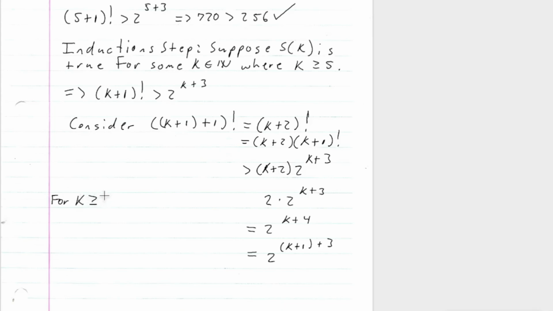But hopefully you can see that for k bigger than or equal to 5, we know that k plus 2 is bigger than 2, right? So as you can see, we have this k plus 2 here, and we know this is going to be bigger than 2 times 2 to the k plus 3, right? Because for k greater than or equal to 5, k plus 2 is bigger than 2, right? Because 5 plus 2 is 7, and that's bigger than 2, right? So any k bigger than 5, we know that k plus 2 is bigger than 2, right? So as you can see, we're able to get k plus 1 factorial is bigger than 2 to the k plus 1 plus 3.